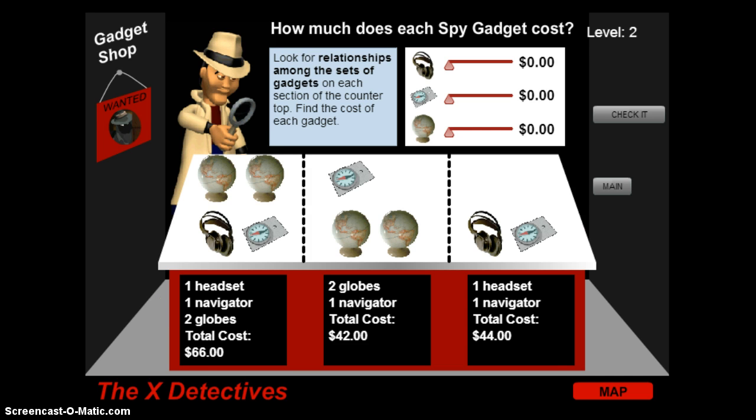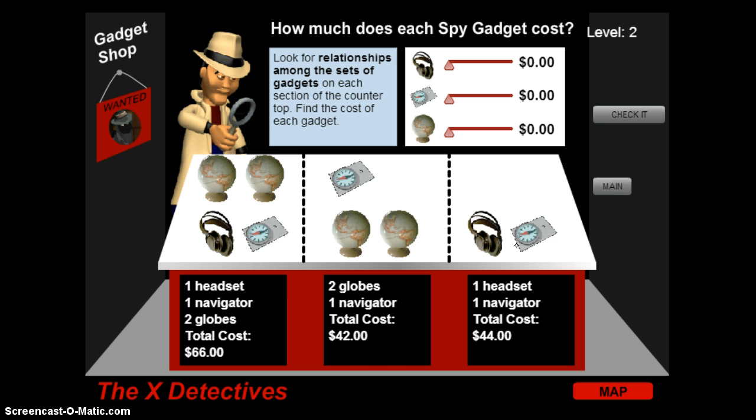Well, here for a total of $66, we can purchase 2 globes, a headset, and a navigator. For $42, we can purchase 2 globes and a navigator. For $44, we can purchase a headset and a navigator.